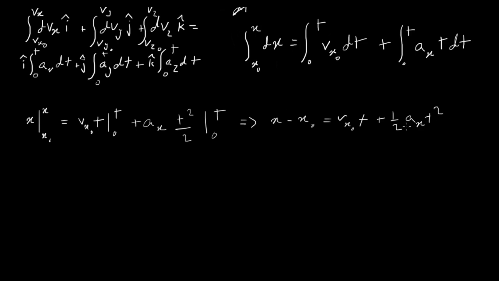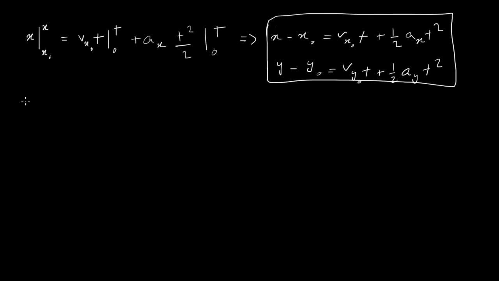And the same thing for y. So basically I have y minus y naught equals vy naught t plus half ay t square. And the same thing for z.